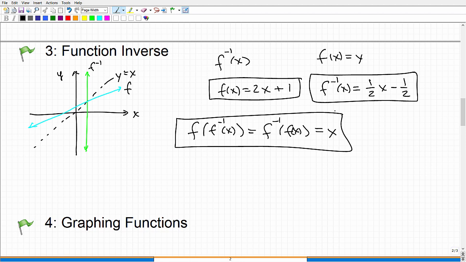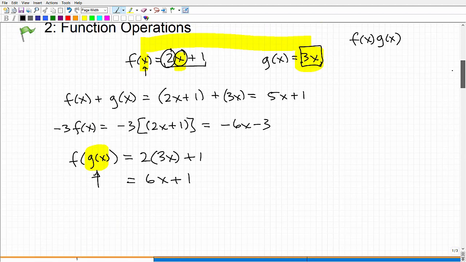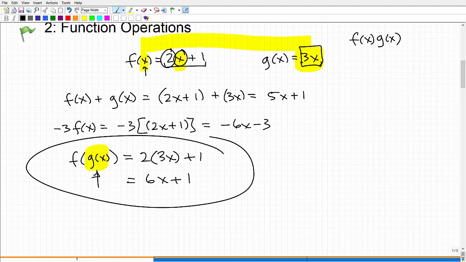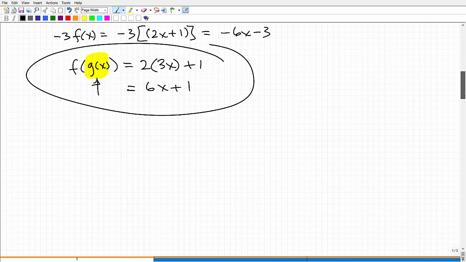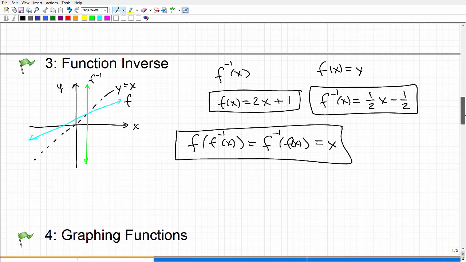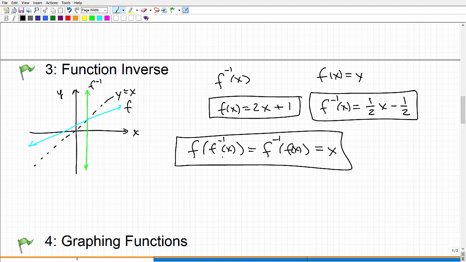So you remember those composite function things we were doing? Let me see if I still have it up here. This right here. Remember this composite function stuff? Well, we're going to be using composite functions here. Basically, it says if I plug the inverse function, this guy, into here, I'm going to get x as a result.